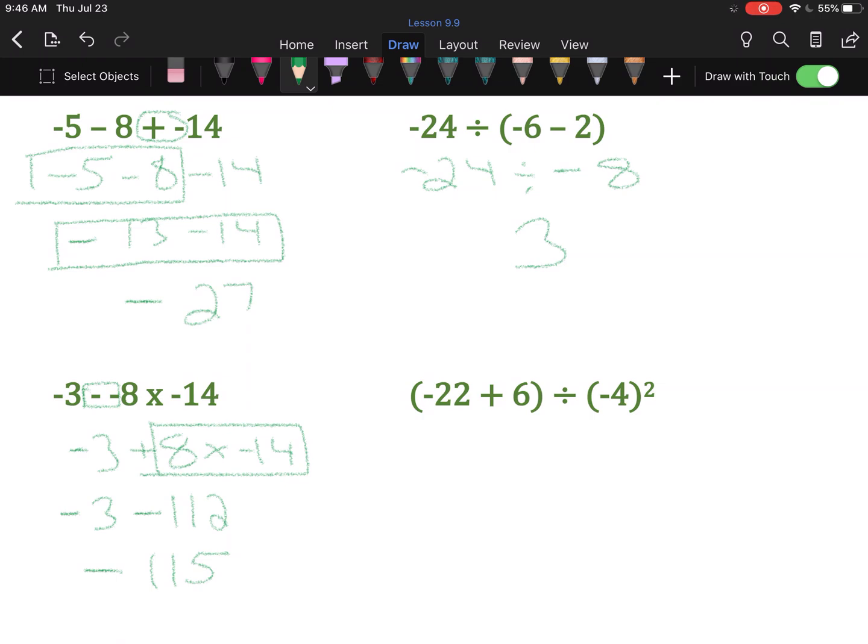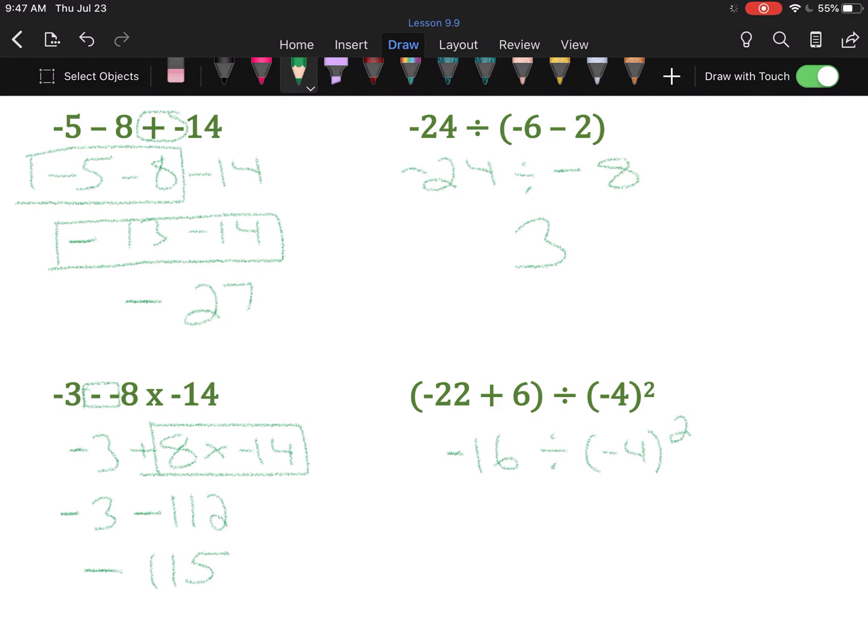Next up, parentheses first. So inside this first set of parentheses, I have a negative 22 plus 6 that I can do. Those have different signs, negative 22, positive 6. So I will subtract the numbers. 22 take away 6 is 16, and keep the sign from the bigger number, which is the negative. So we did parentheses. The second set of parentheses that has a negative 4 in it isn't a set of parentheses in terms of do me first, because there's nothing to do inside of them. It's just a negative 4.